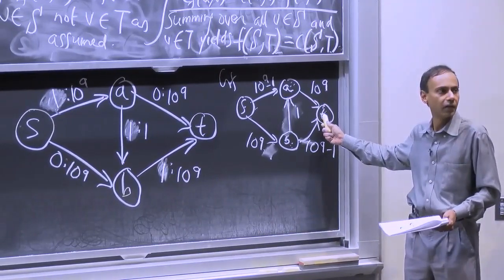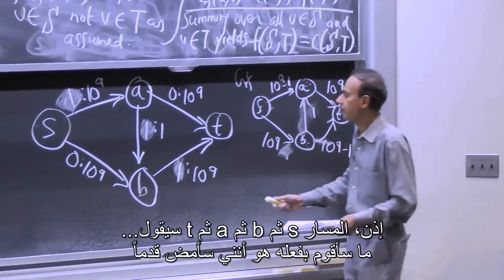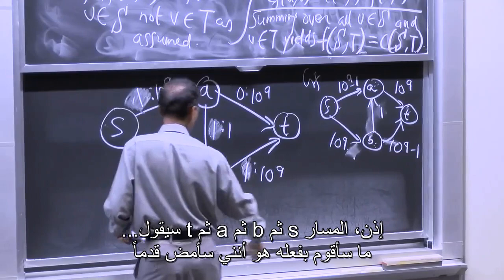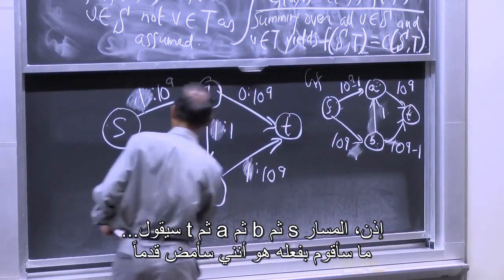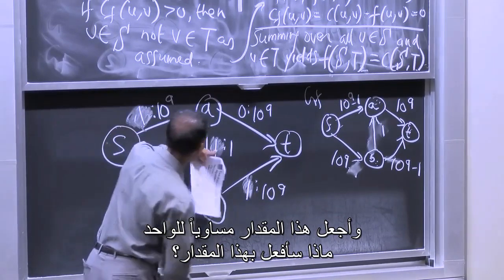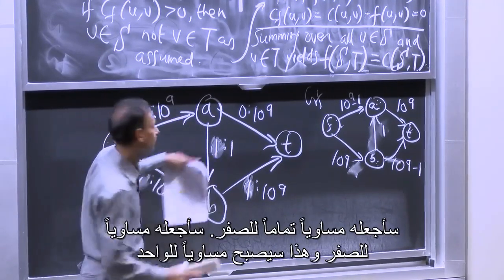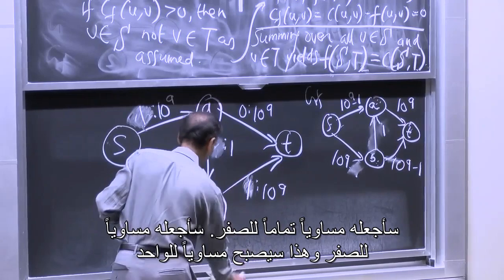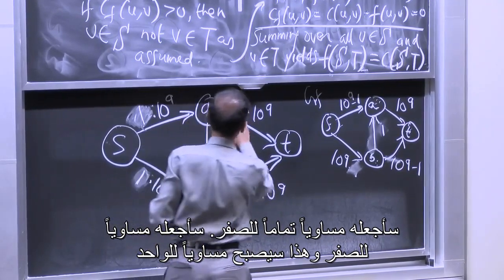S, B, A, T. So S, B, A, T would now say, what I'm going to do is go ahead and make this 1. What do I do with that? Make it 0, exactly. Make it 0. And then this 1 becomes a 1.